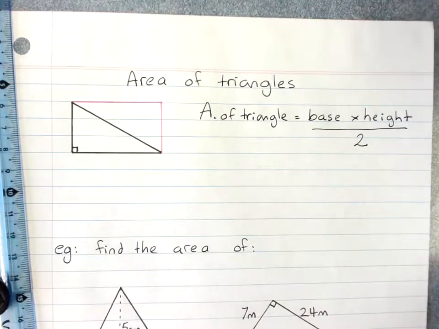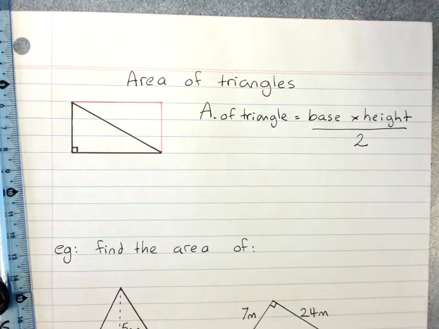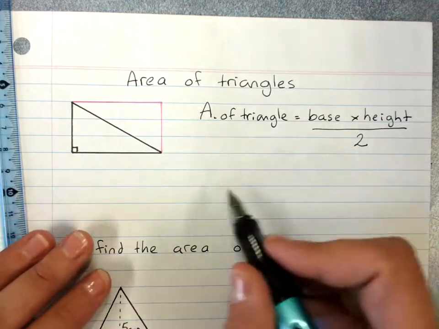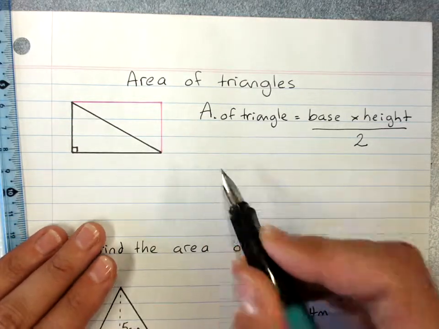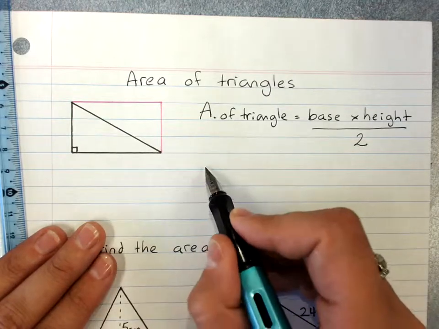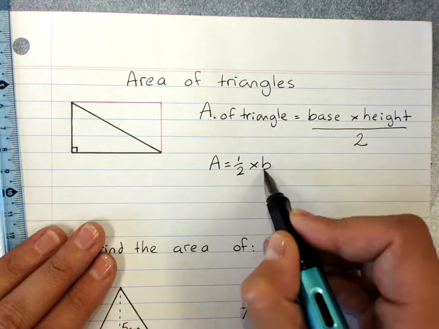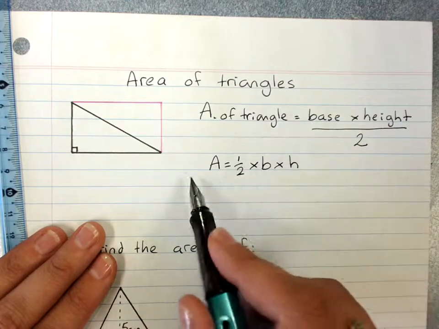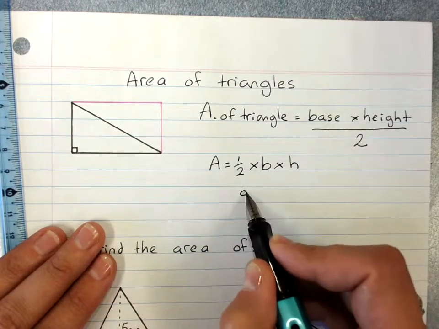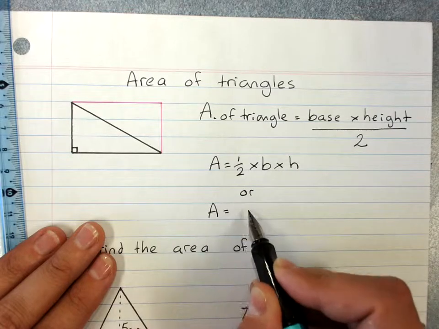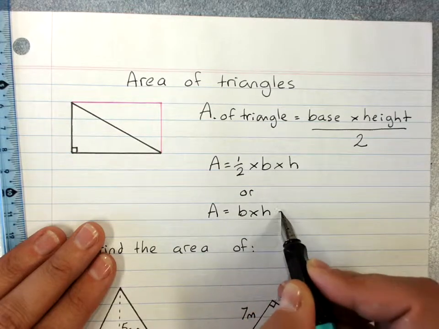Just going to check whether your textbook uses a very slightly different form of the formula. They do. The way that they write it, it means exactly the same thing, is area equals half times base times height. But they mean the same thing, so you can have area equals base times height divided by 2.